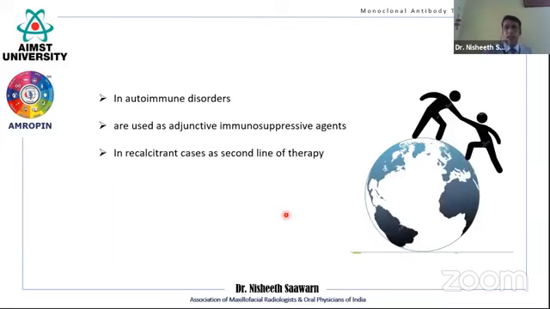Okay. Then there is another use, in autoimmune disorders, right? In autoimmune disorders, they are used as adjuvant immunosuppressive agents. You know that they are immunotherapy, so they are anyway going to fiddle with the immunity of our body. So we can use them tactically to alter our immunity in such a way that it is beneficial to us when we desire. When the regular immunosuppressive drugs are not working, at that time we use monoclonal antibodies as an adjuvant to them, or as a replacement to them in resistant or recalcitrant cases.